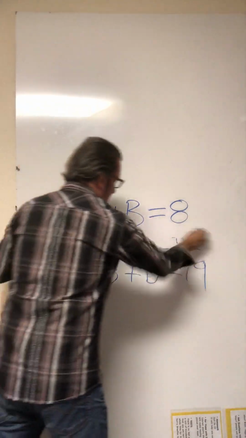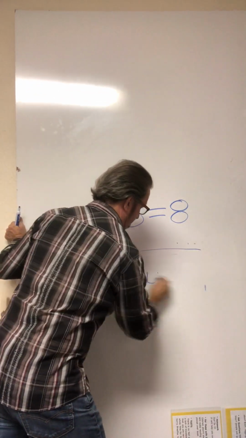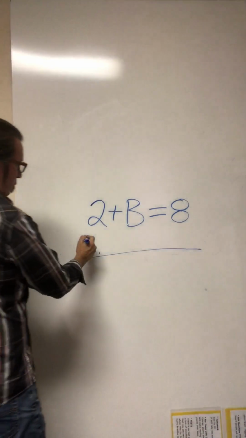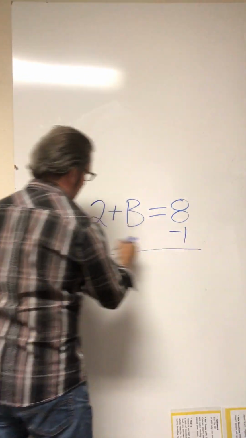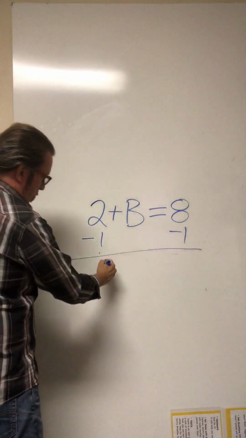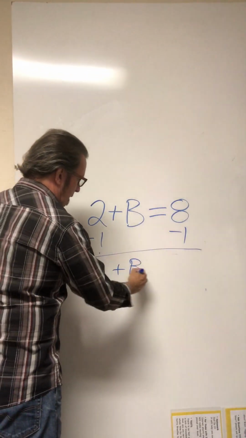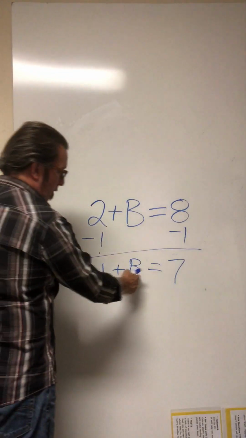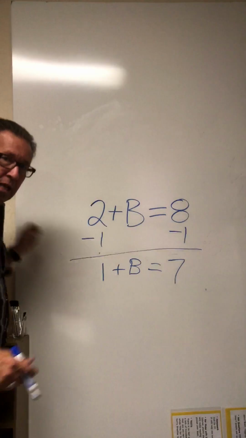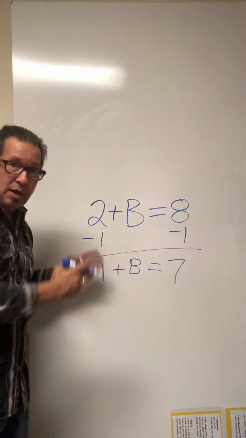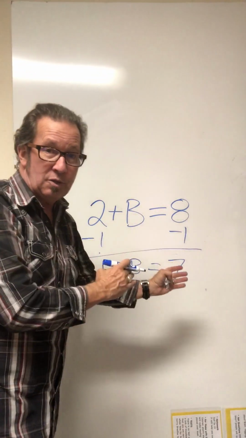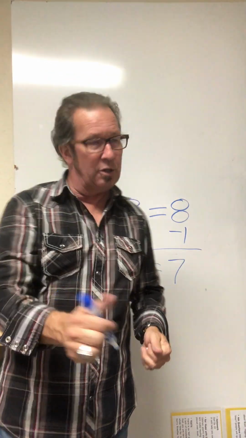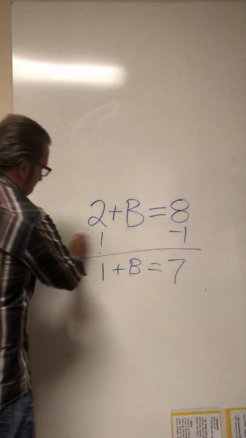Well, what if you subtracted? That's a good question. What if you subtracted 1 from both sides? Right here, 2 minus 1 is 1 plus b equals 7. 1 plus what equals 7? 6, right? My point is, you can see I can do whatever I want to one side as long as I do the same to the other. Math is fair. You give one person a cookie, you have to give the other person a cookie, right?